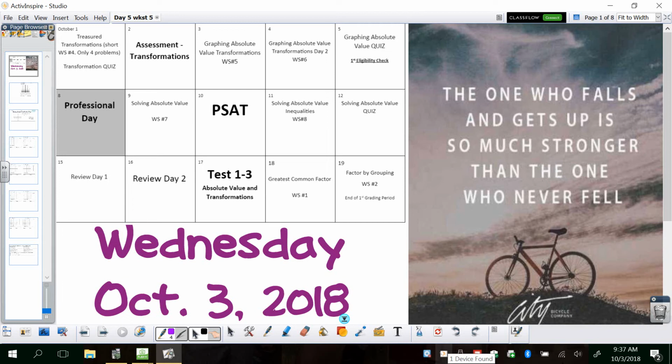Okay, so you should have your packets and you should have the yellow paper from the door. Everybody have the yellow paper? Caleb, yellow paper? Okay. So the packets and the yellow paper. So we're going to do the yellow paper first.